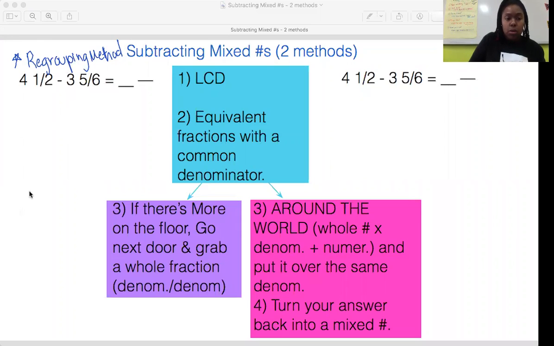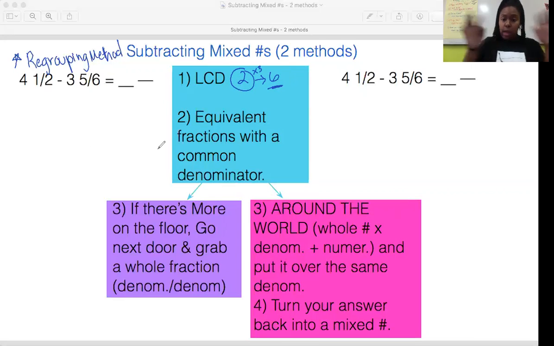So, our question says 4 1/2 minus 3 5/6. What I'm going to do first, always, step one, lowest common denominator, right? We have the denominators 2 and 6. Hopefully you noticed that 2 can be turned into 6, I can just multiply it by 3. So 6 is going to be our lowest common denominator, all right?